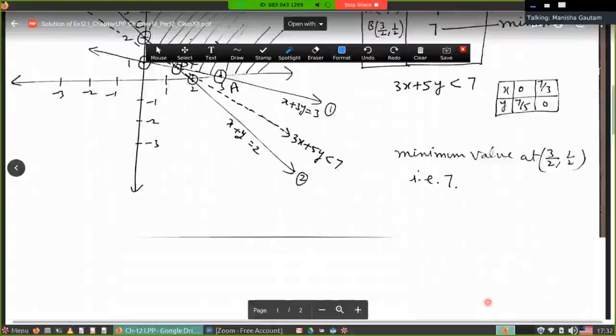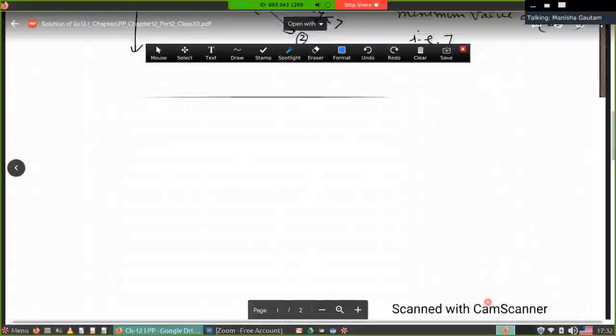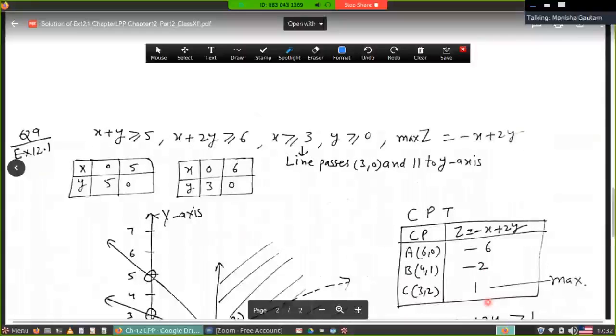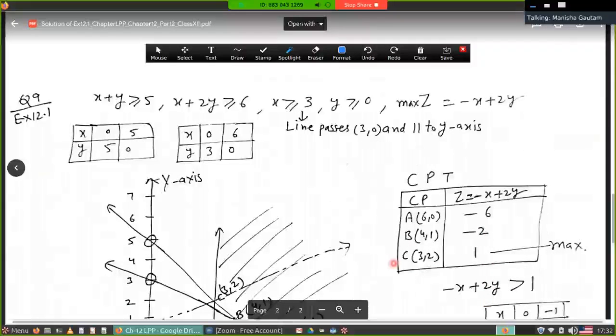The second case of an unbounded region is question number 9. Here the inequalities given in question number 9 are: x plus y greater than or equal to 5, x plus 2y greater than or equal to 6, x greater than or equal to 3, y greater than or equal to 0. Maximize z, that is, minus x plus 2y.